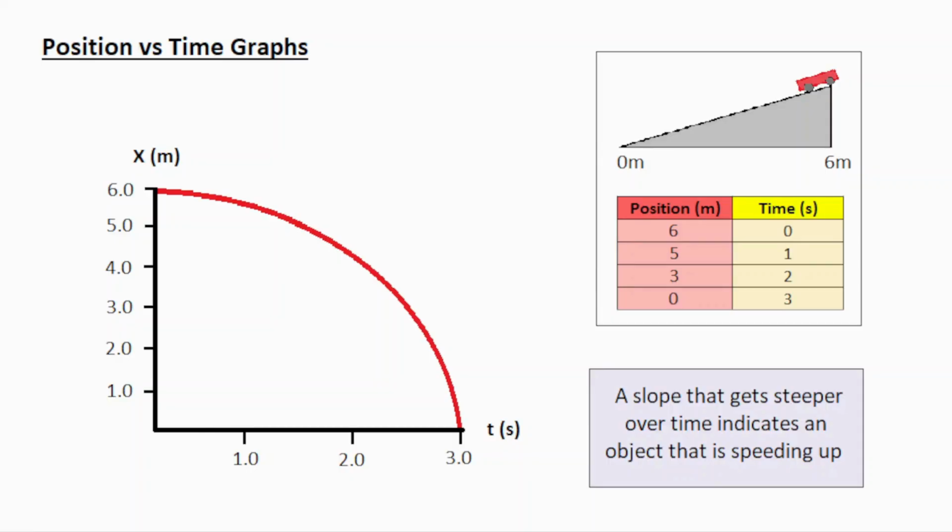Remember that the slope is related to how fast the car is going. This slope is getting steeper over time. That would show that the cart is getting faster over time. It is now just doing so in the opposite direction.